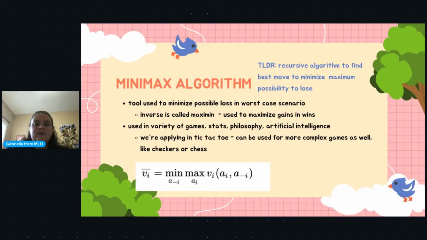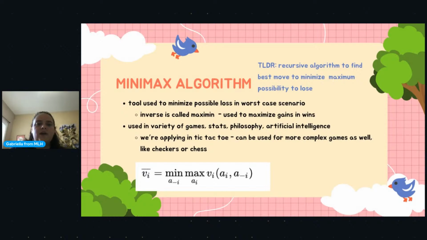So here's a little bit about the Minimax algorithm, as a short synopsis. Minimax algorithm is a recursive algorithm that you can use to find the best move that minimizes the maximum possibility to lose. So essentially, this algorithm is finding the maximum possibility to lose in a particular move, and it's trying to minimize that by choosing essentially the opposite of it.